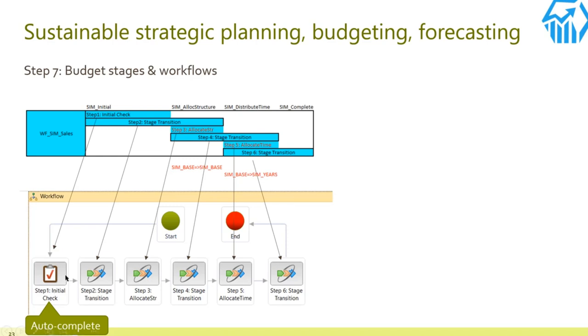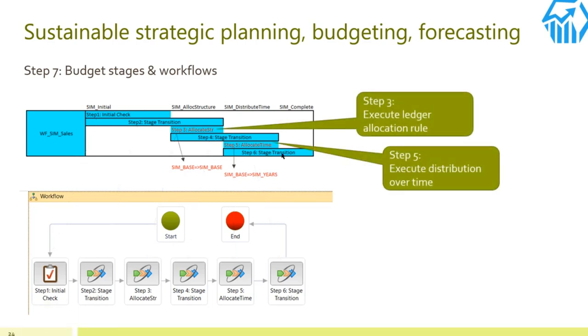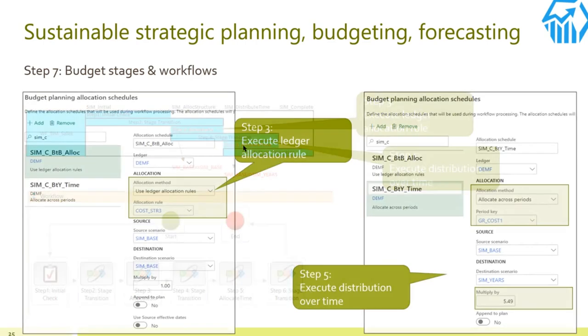After this initial step or check, we go to a stage transition and move from this phase to this one. Then we do our allocation over the different main accounts. Then we do another stage transition. Then we do our allocation over time, and then we are finished. That's it. So here in step 3, that's my step 3, I execute the ledger allocation rule. In step 5, I execute the distribution over time.